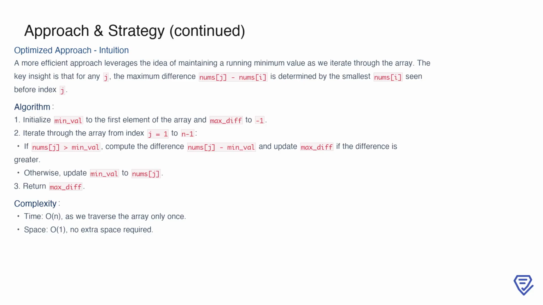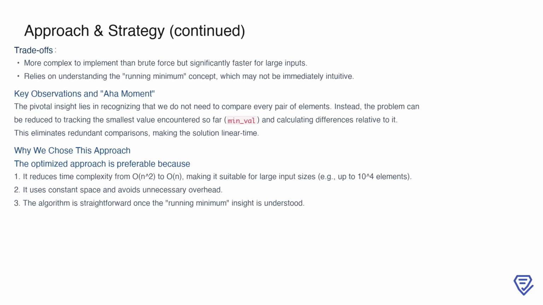If not, we update min_val to the current value. This approach ensures that we only traverse the array once, making it significantly faster than the brute force method. While the optimized approach is more efficient, it does come with a trade-off. It's slightly more complex to implement than brute force and requires an understanding of the running minimum concept, which may not be immediately obvious to all learners.